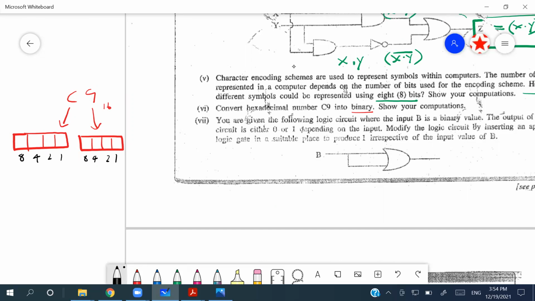So C means what? A means 10, B means 11, and C means 12. So how are we going to make the 12? 1 for 8 and 1 for 4. That gives you 12. This is 0 and this is 0. 9 is getting 1 for 8 and 1 for 1. So 8 plus 1 will be 9. So these two are going to be 0. So the binary representation will be 1100 1001.